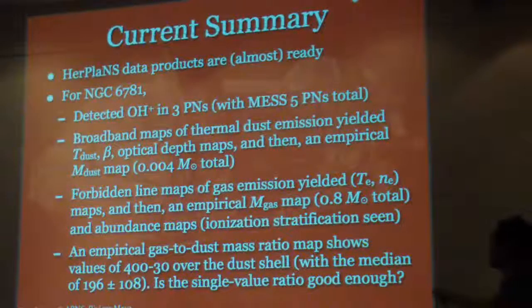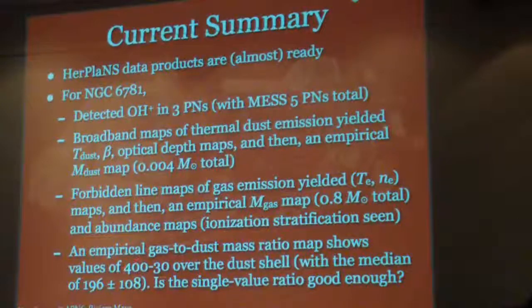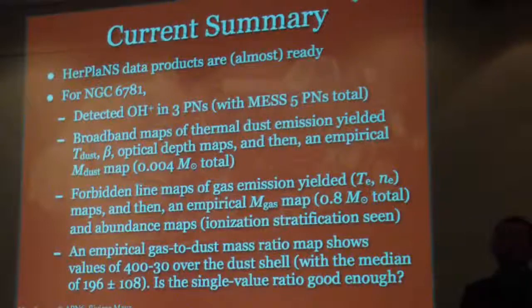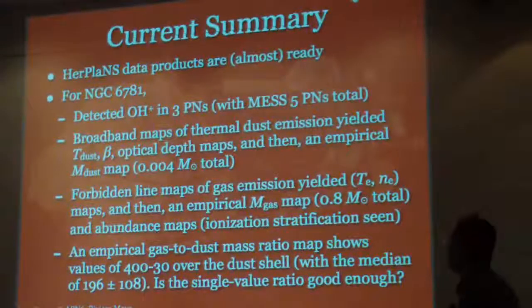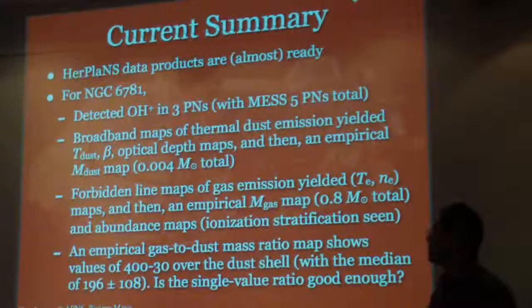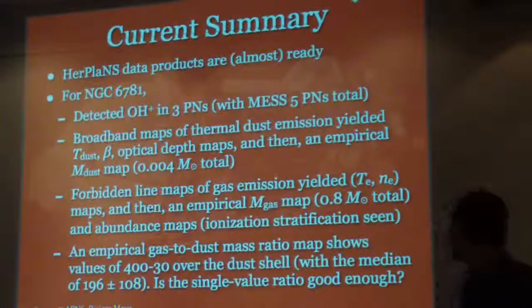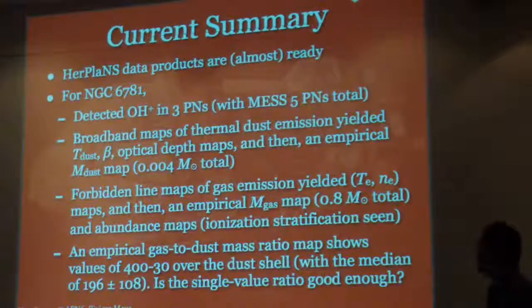But when we look at the spatially distributed dust maps and gas maps, the value of the gas to dust ratio varies a lot, from 400 to 30 over the dust shell. We typically pick one number for the gas to dust mass ratio and use it for a variety of reasons, but is it good? Maybe not. And it's just one object, and we have 10 other objects to look at, so we will be able to say something about that pretty soon. Okay, so that's a summary.